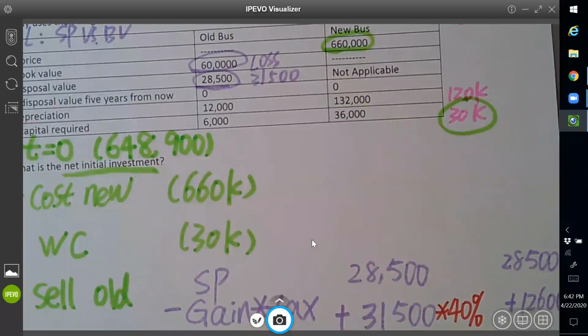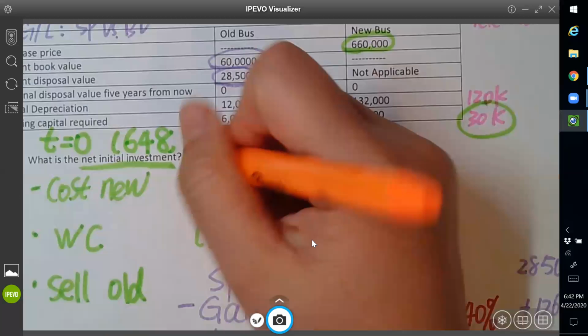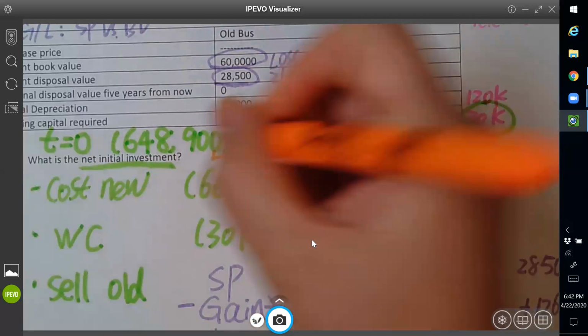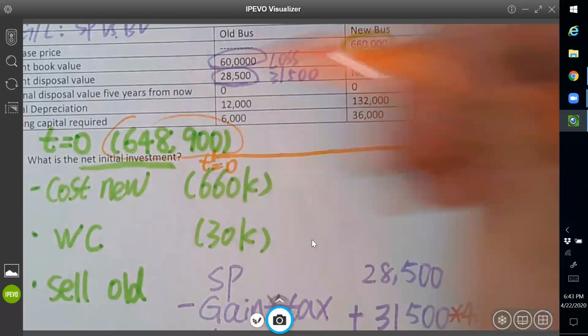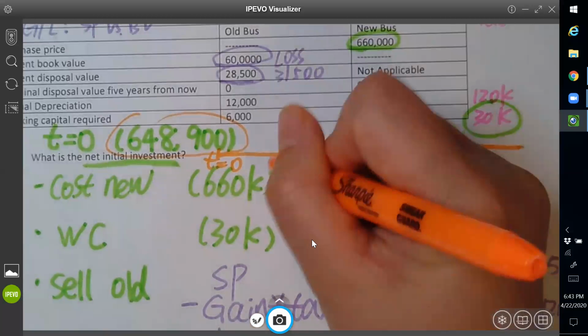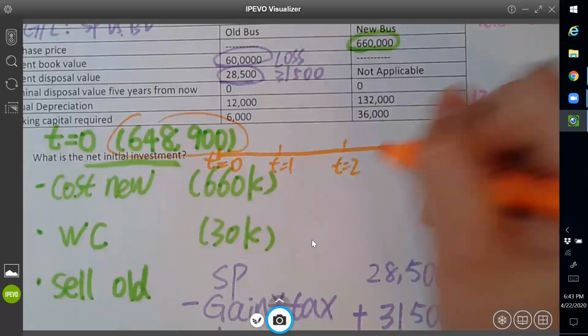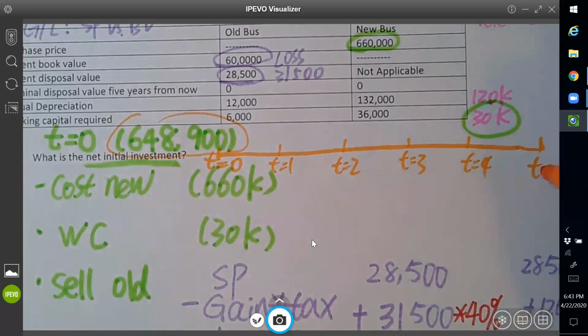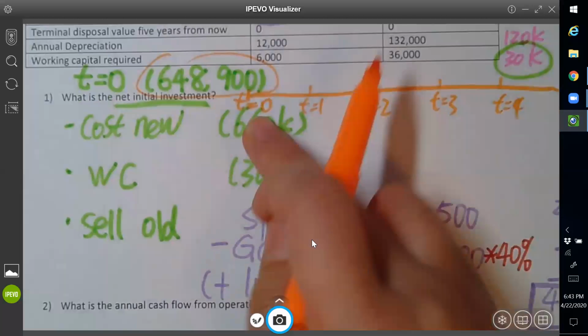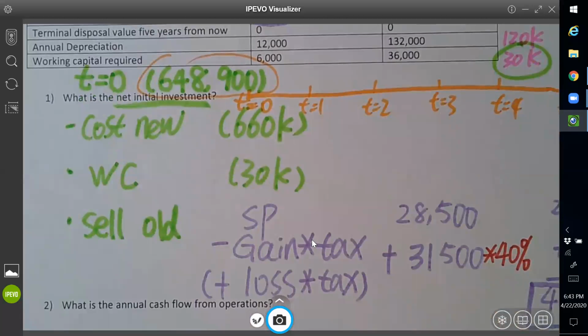You have this outflow as net initial investment. So when t equals 0, you have a net initial investment. And then we said t equals 1, 2, 3, 4, 5, right? That initial investment is t equals 0.